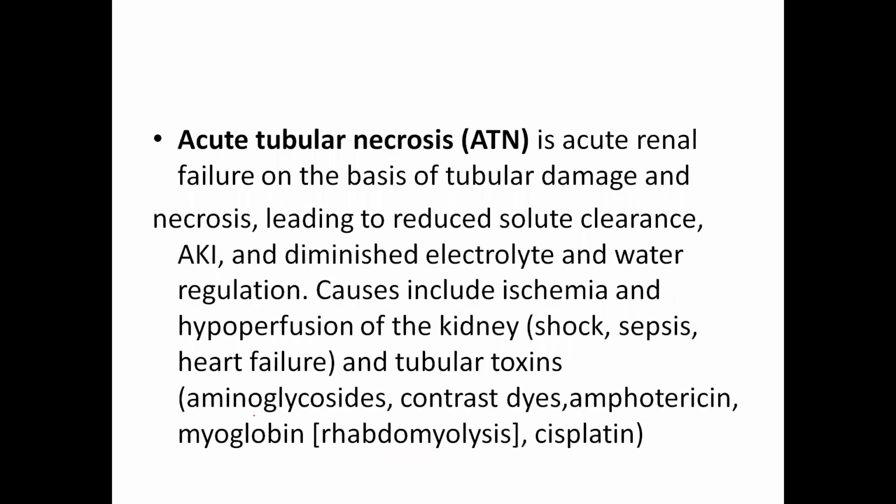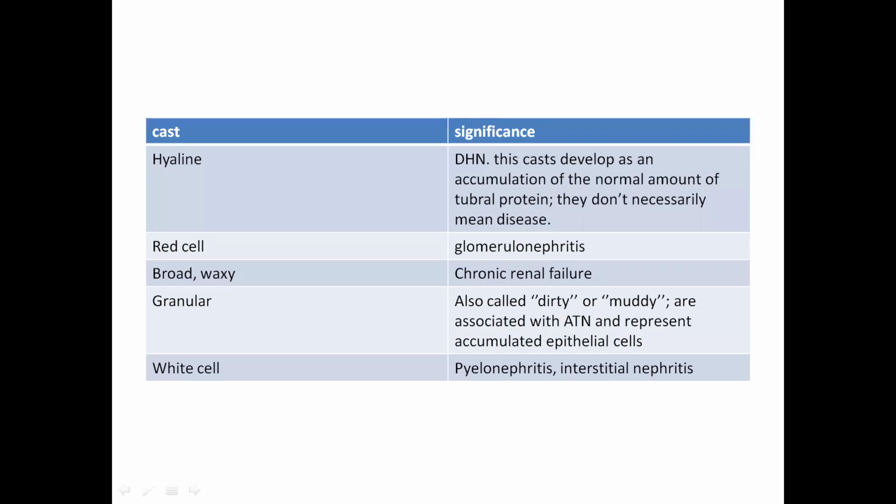So acute tubular necrosis, this is what we discussed. It is due to tubular damage and necrosis leading to reduced solute clearance, AKI, and diminished electrolyte and water regulation. Causes include ischemia and hypoperfusion of the kidney and shock, and so this patient may have shock. Tubular toxins, like drugs such as aminoglycosides, can cause acute tubular necrosis.